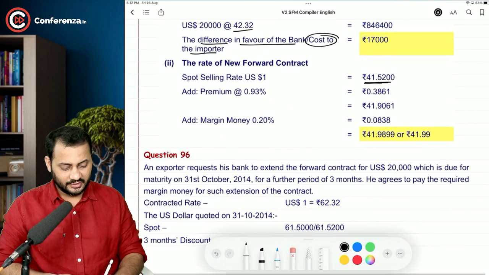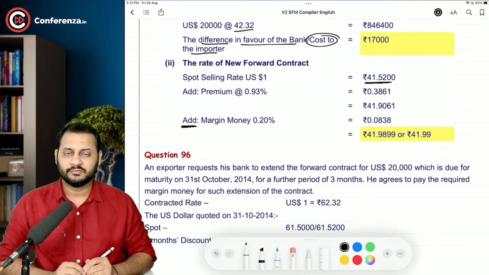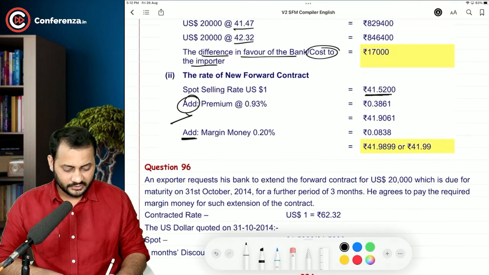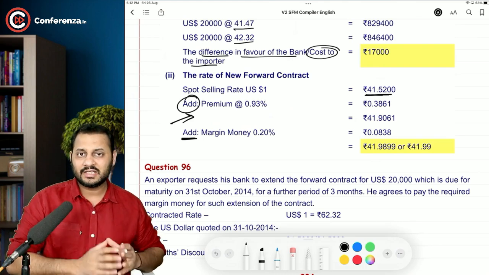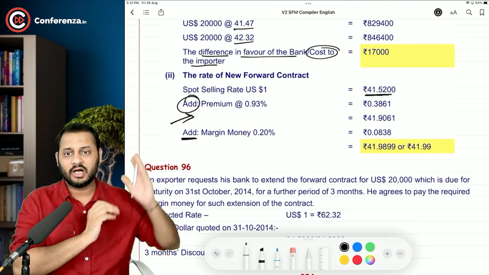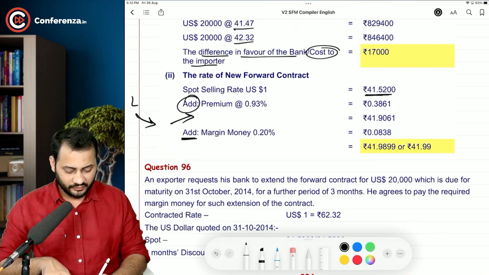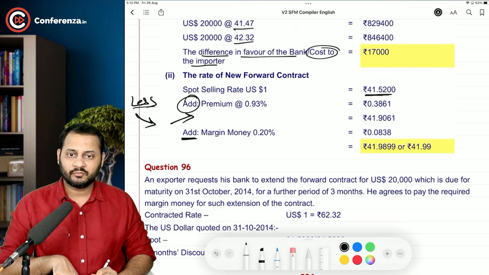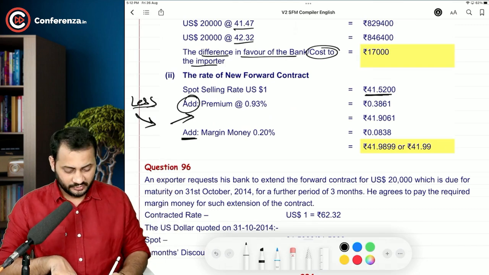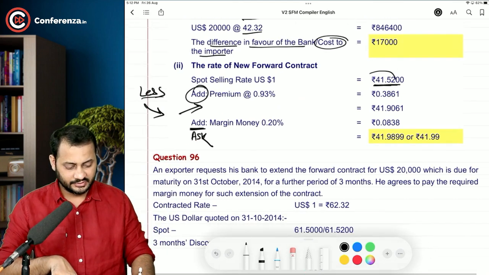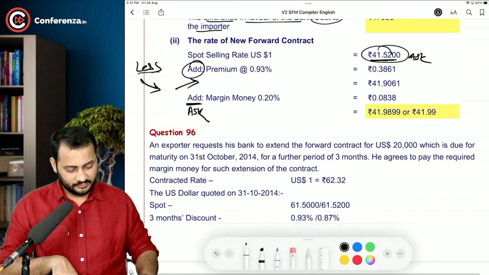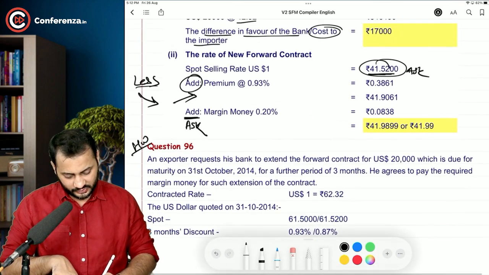When you take the ask rate, you add the margin. Premium, adding the premium depends upon whether the swap points are going up or down. If it is going up, we will add the premium for forward, or if it is going down, we will deduct it. And we are adding the margin here because of the ask rate. This is the ask rate. Simple question. Take this one as a homework.